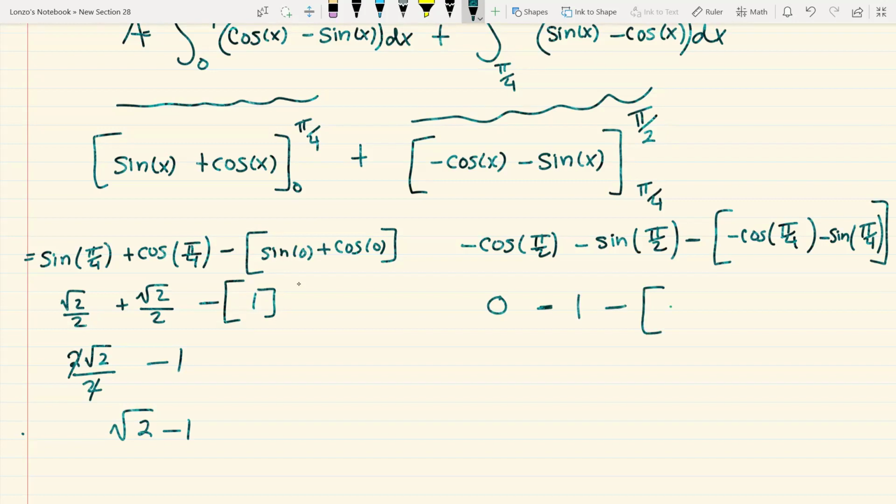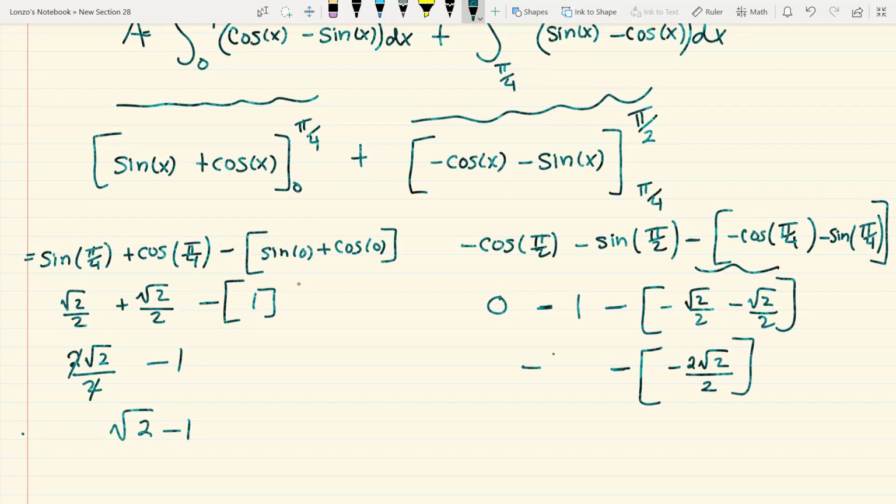Minus, this is negative. What is the cosine of pi over 4? It's positive radical 2 over 2, but there is a minus. Sine of pi over 4 is positive radical 2 over 2, but there is a minus. Okay, so if you look here, what's negative? This one here, negative radical 2 over 2 minus negative radical 2 over 2. That is negative 2 radical 2 over 2. And you have a minus, and then you have negative 1.